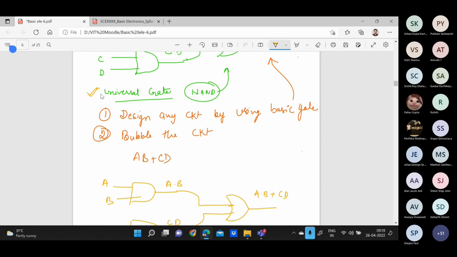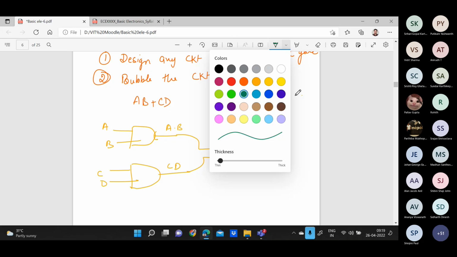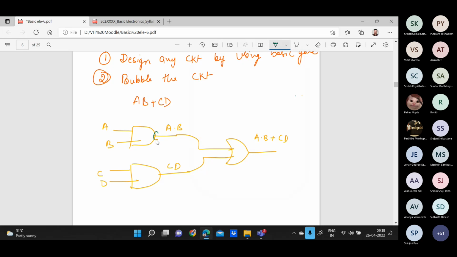How we can design by using the universal gate, that is NAND gate. So what you can do? You bubble both sides. One bubble here. I'm just changing the color so it will be visible. You bubble here, bubble here. One complement, two complement. It will not affect your output, right? One bubble here, one bubble here. So now you can see this is a NAND gate, right? This is also a NAND gate.